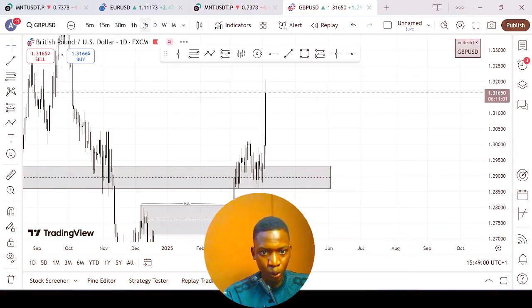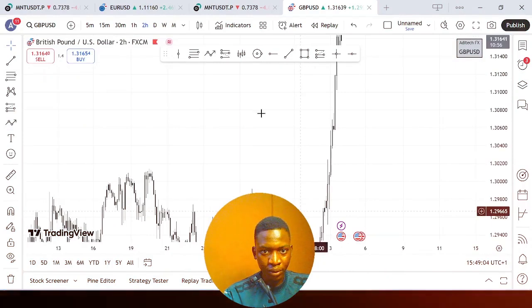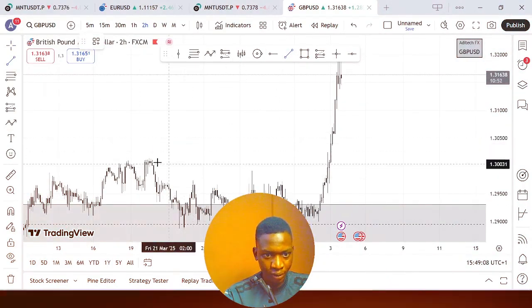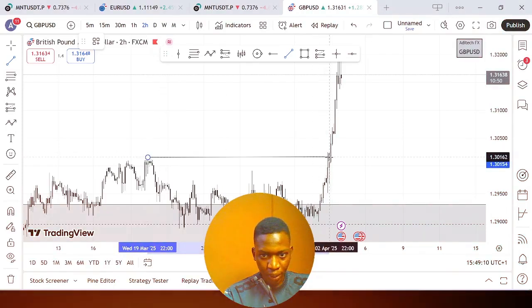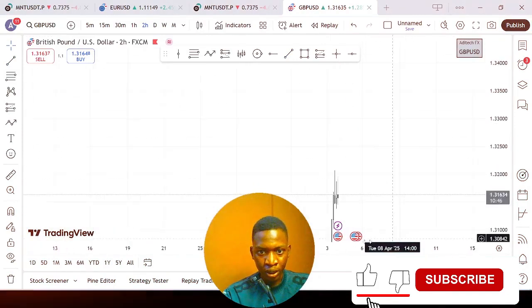So switching to the 2 hours time frame. On the 2 hours time frame, we have a break of structure right here. This is an external break of structure. This is a break of structure.